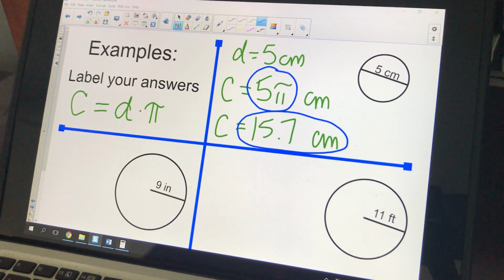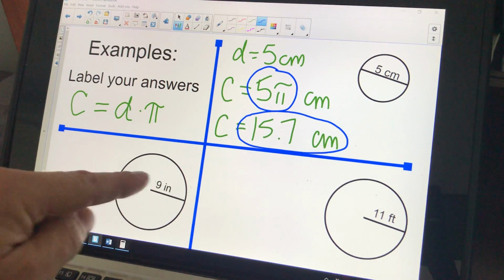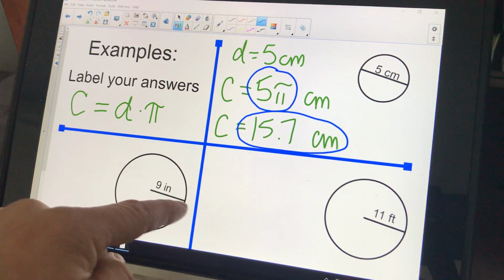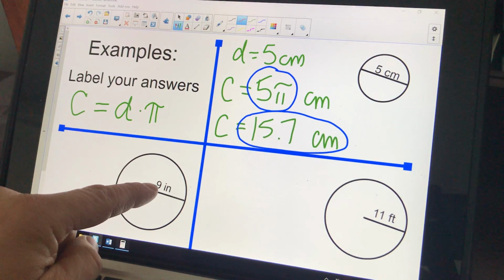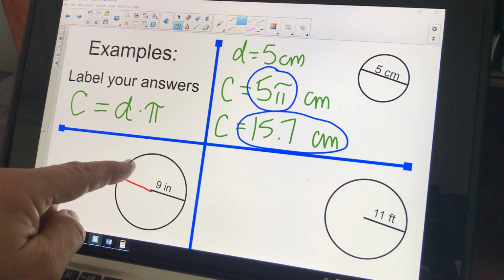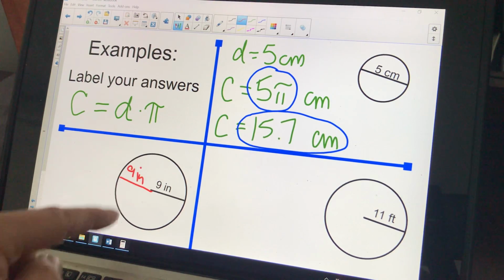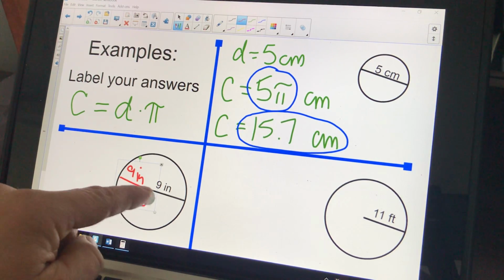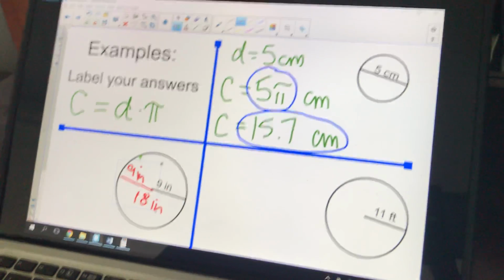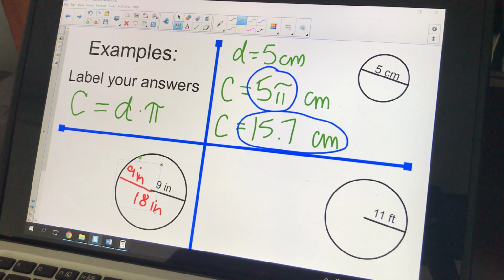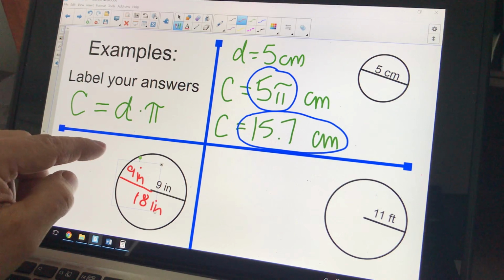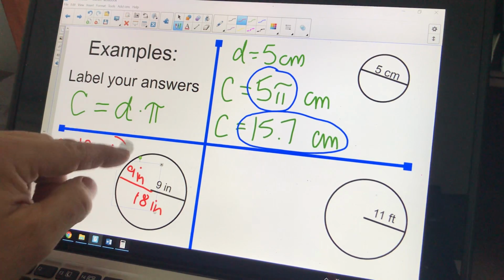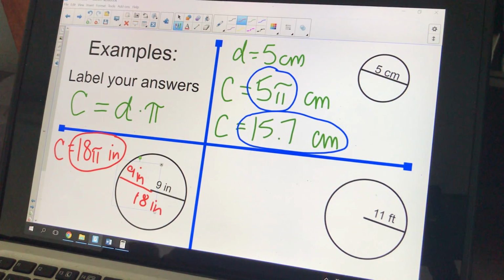Okay, let's keep going. Down below it over here on the left, 9 inches. Because the line only goes halfway through, that's implying that they've only given us the radius. That means there's another 9 inches over here, so my diameter is 18 inches. Assume that if the line goes only halfway, it's only giving me the radius. So C, circumference, equals diameter times pi inches. There's one of my answers, just using my formula.